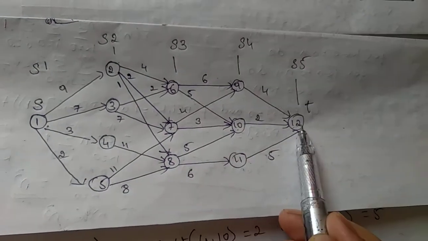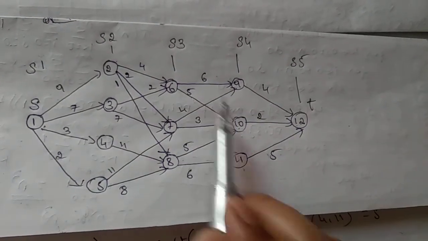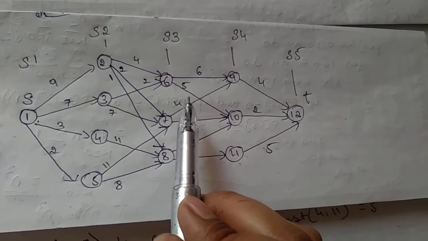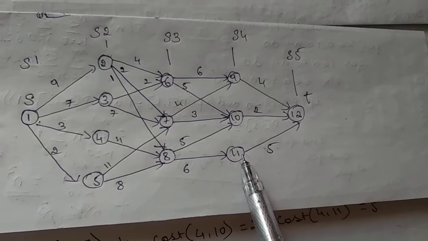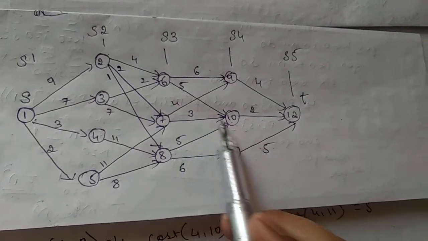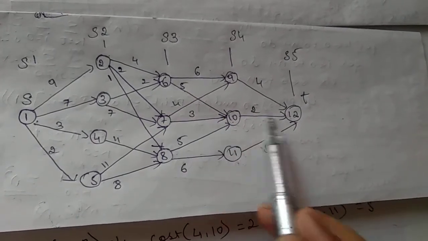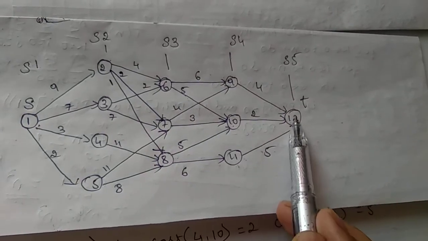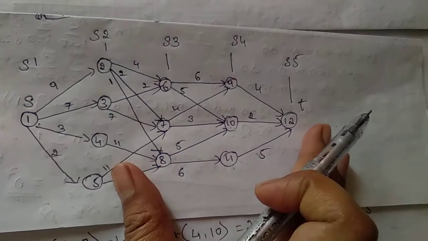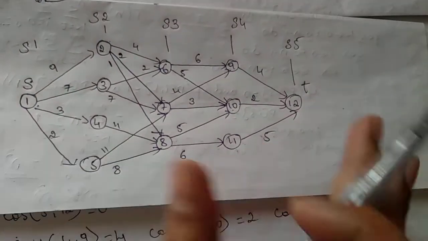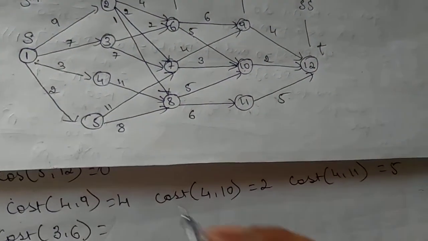From 6 to 12 you have to find out, not from 6 to 10 or 6 to 9, because I have to reach the destination through these vertices. Remember, okay? So here also I can just say 5 plus 2, 7. It is 6 plus 4, 10. 7 is the minimum. But directly you cannot take this for big problems, so I'll show you how to do this with the formula.